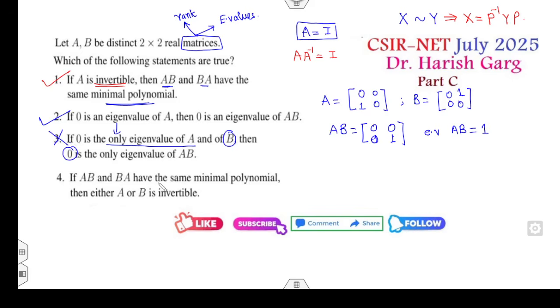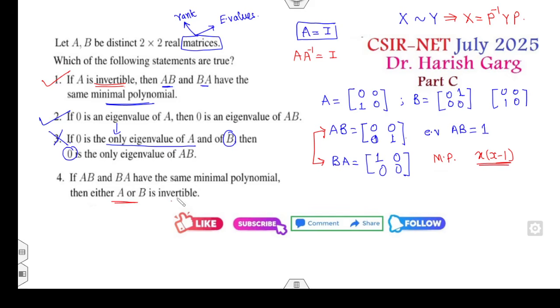AB and BA have the same minimal polynomials. So let me find BA also. What is BA? If B is this one, can you multiply them? The first value will be 1, the second number is 0, 0 and 0. Now clearly, for AB and BA, what is the minimal polynomial? The minimal polynomial is x into x minus 1. Both have the same minimal polynomial.